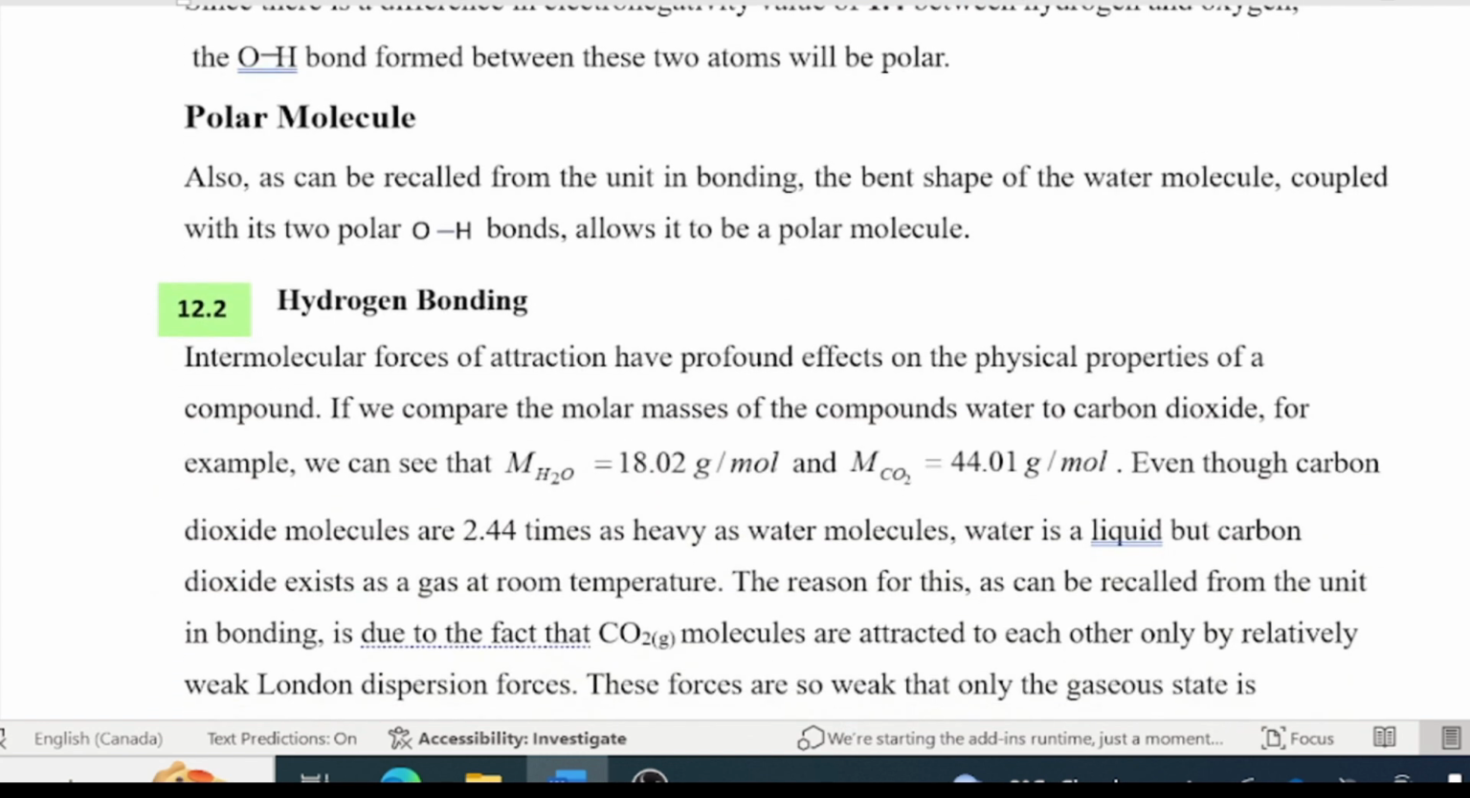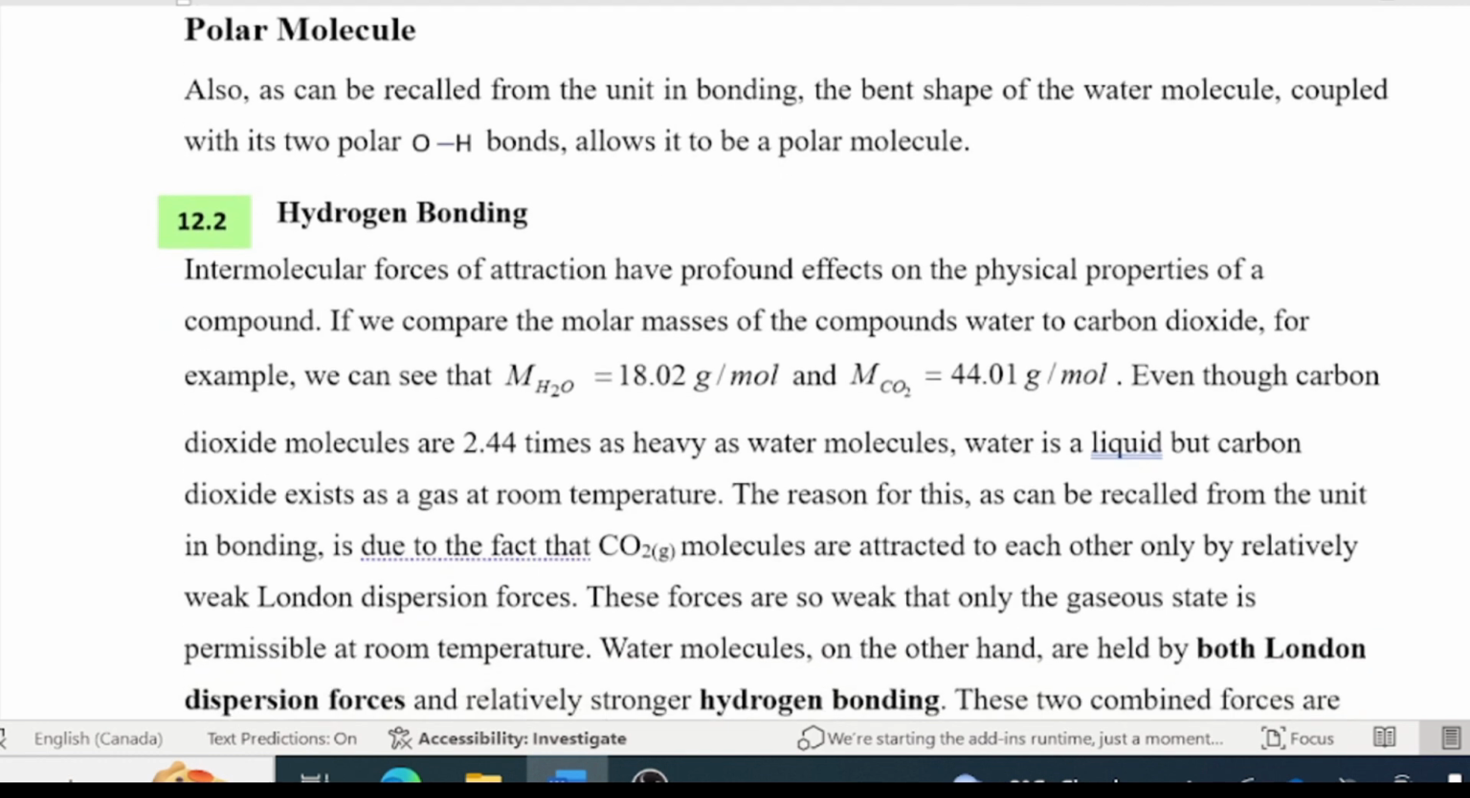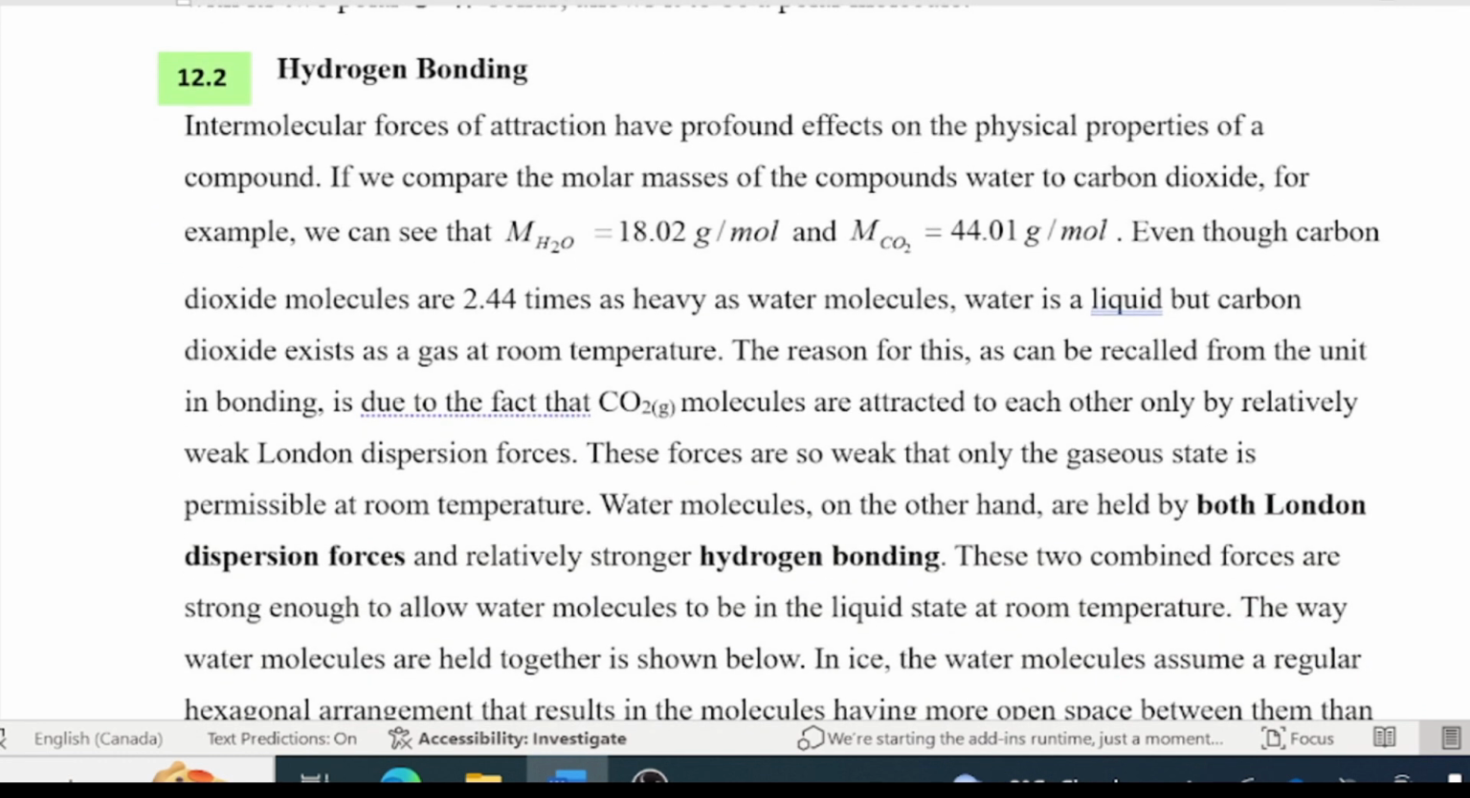Okay. Of course, we also spoke about hydrogen bonding that exists between certain types of molecules, and water is one of them. And this is a question I always give my students. I ask them, look, the molar mass of water is 18.02 grams per mole, and that of carbon dioxide 44.01 grams per mole. You can see here carbon dioxide is nearly 2.5 times as heavy as water, yet carbon dioxide is a gas and water is a liquid.